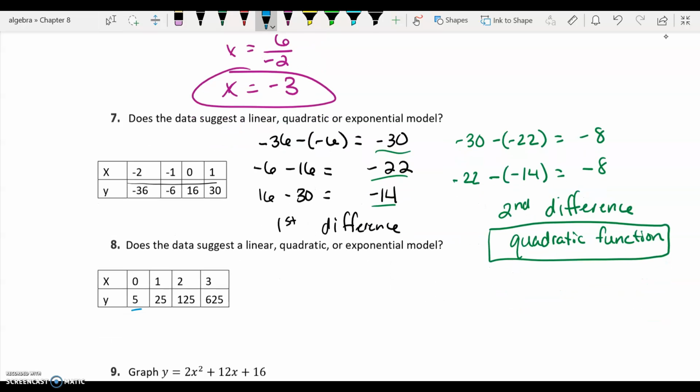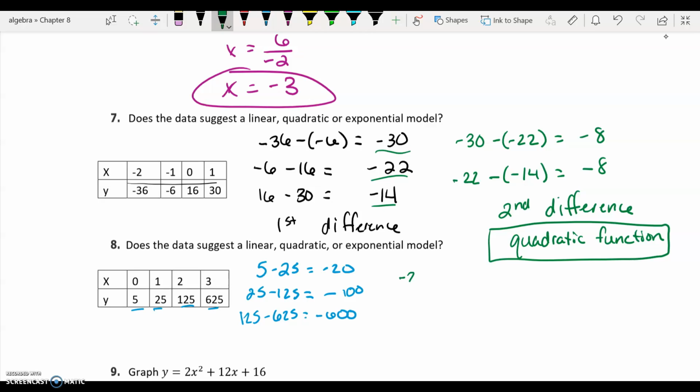So on this one, the numbers look pretty big, so even if I subtract them, it's kind of hard to tell. But you can always do it. 5 minus 25, that would be negative 20. 25 minus 125, that would be negative 100. You're kind of starting to see the pattern. It's really big numbers. So that's my first differences.